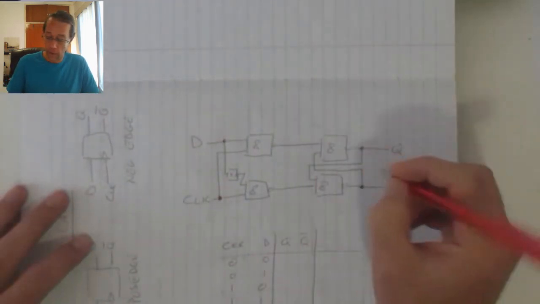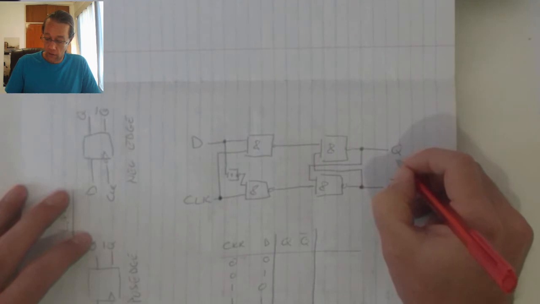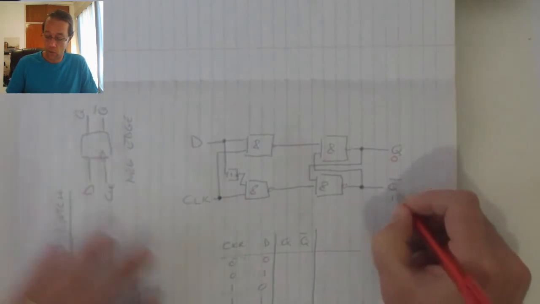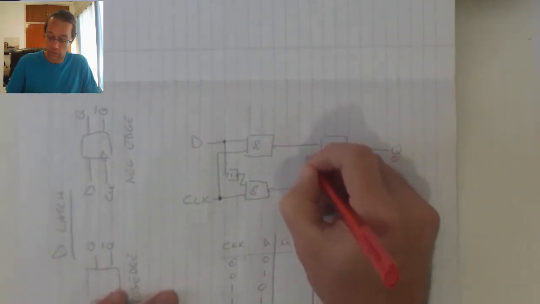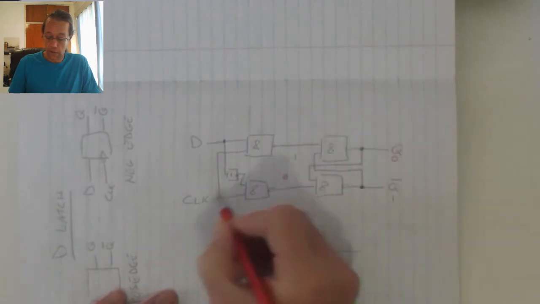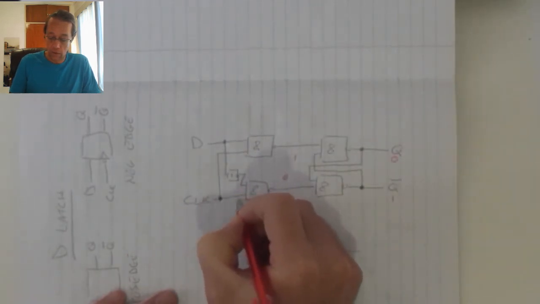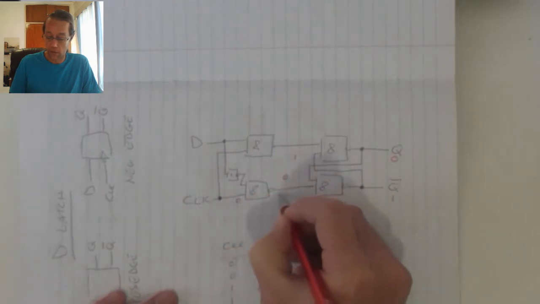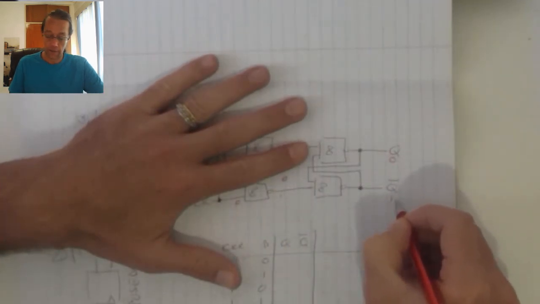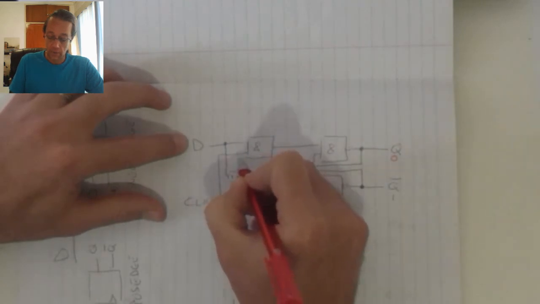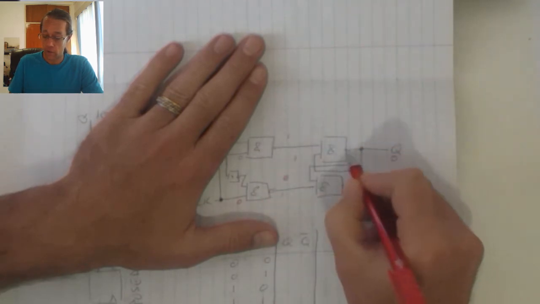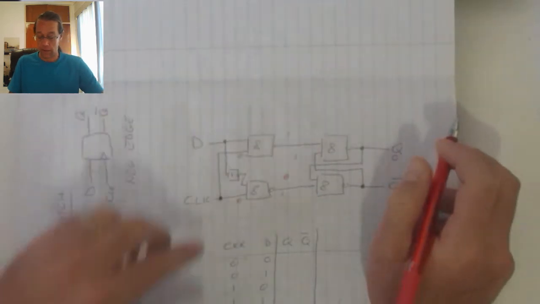Let's check that quickly. Accepting that Q is 0, that means not Q is 1. That 1 feeds back to that point over there. That 0 feeds into that point over there. This 0 over there will force this to be a 1. So that 1 and that 0 forces this one to remain 1. That 0 over there forces this NAND to switch high. That 1 and that 1 will force this output to remain at 0.